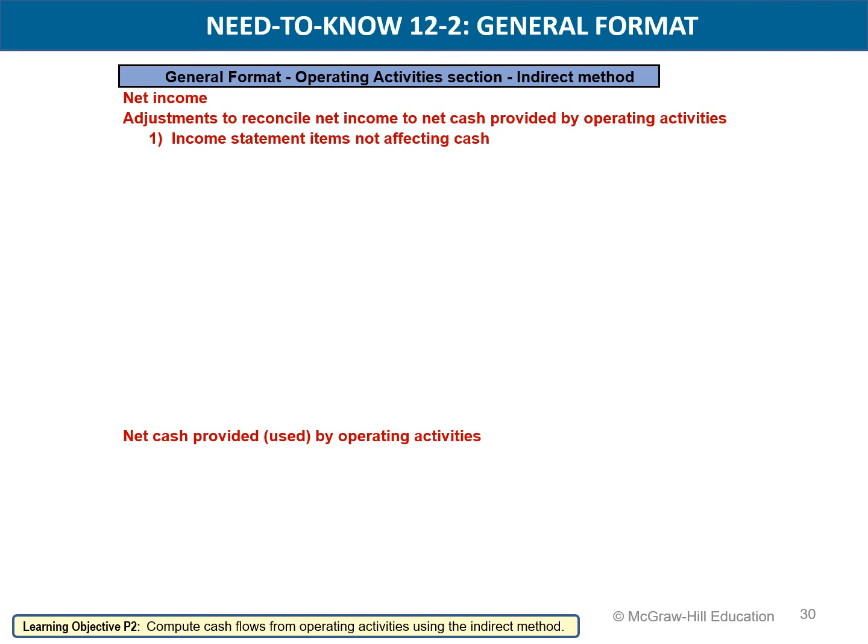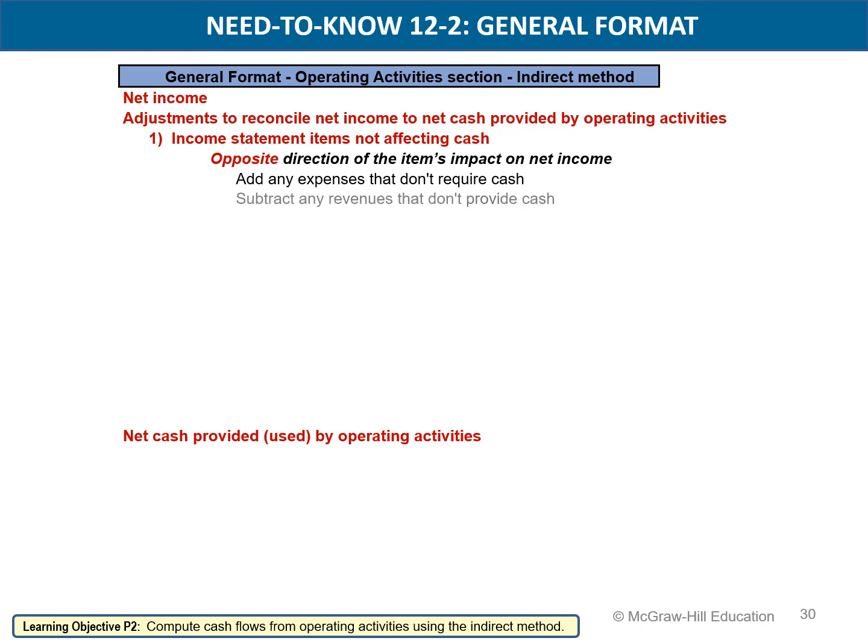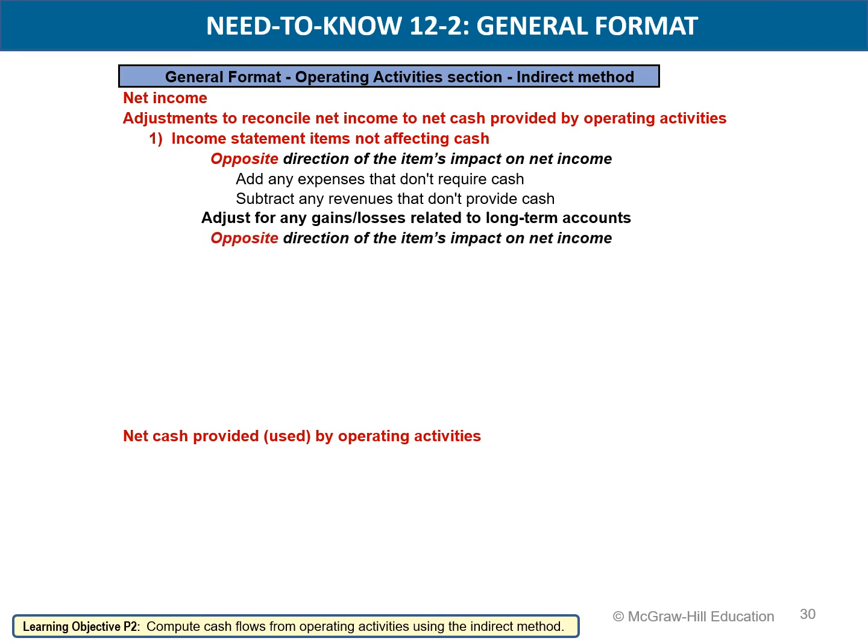So we're going to take income statement items that aren't affecting cash. They go the opposite direction. We're going to add any expenses that don't require cash, subtract any revenues that don't provide cash, and then we have adjustments for gains or losses related to long-term accounts. Opposite direction, add the losses, subtract the gains.